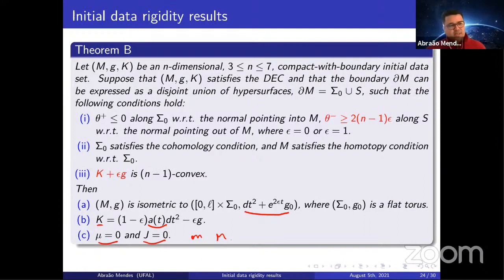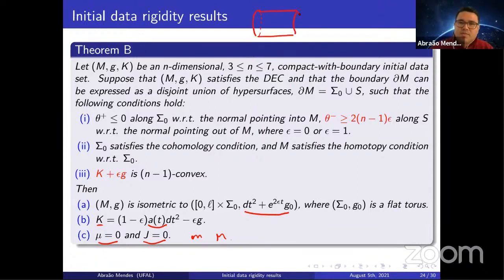To prove this, let me show the general idea of proving this theorem. So it is possible to show that under our hypothesis in theorem B, the initial data set also satisfies all the conditions in theorem A. Because of that, just making some calculations, we can show that it satisfies the conditions in theorem A.